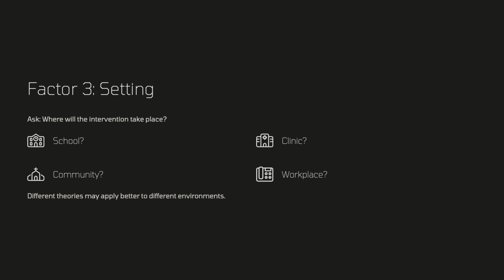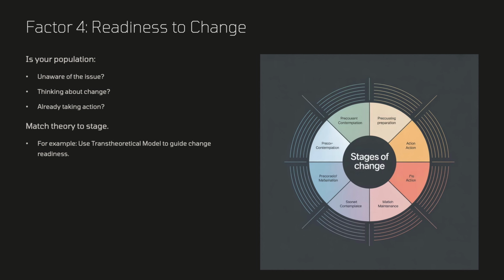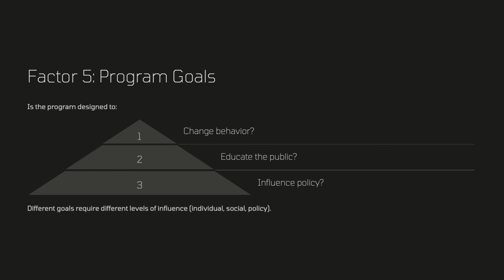Third is the setting. Is the intervention happening in a school, clinic, workplace, or community? Different settings may require different levels of influence. Fourth is readiness to change. Is your audience unaware of the issue? Ready to act? Some theories help raise awareness. Others are better for guiding action and maintenance. Fifth is the program goal. Are you aiming for behavior change, education, or policy reform? The goal shapes the level of theory you'll need: individual, interpersonal, or multi-level.